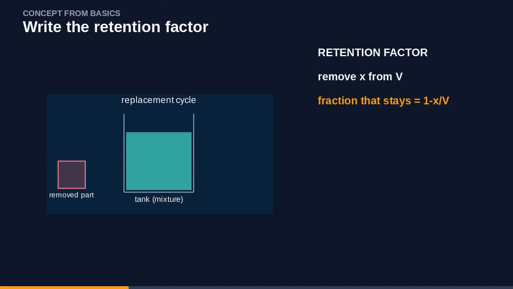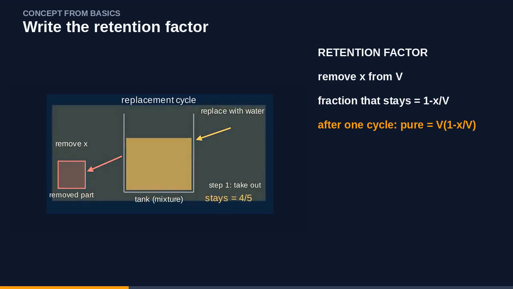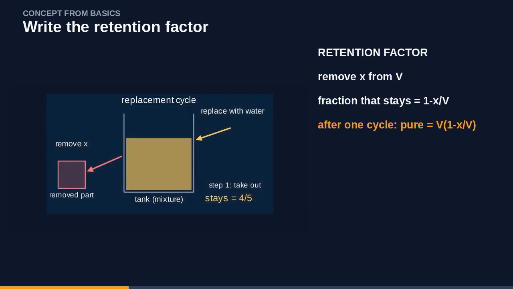Watch the first move. You remove x liters from a full vessel of volume V, so the fraction that stays is 1 minus x over V. That fraction multiplies whatever pure liquid is currently in the vessel. After one draw and replace, pure left is V times that factor.